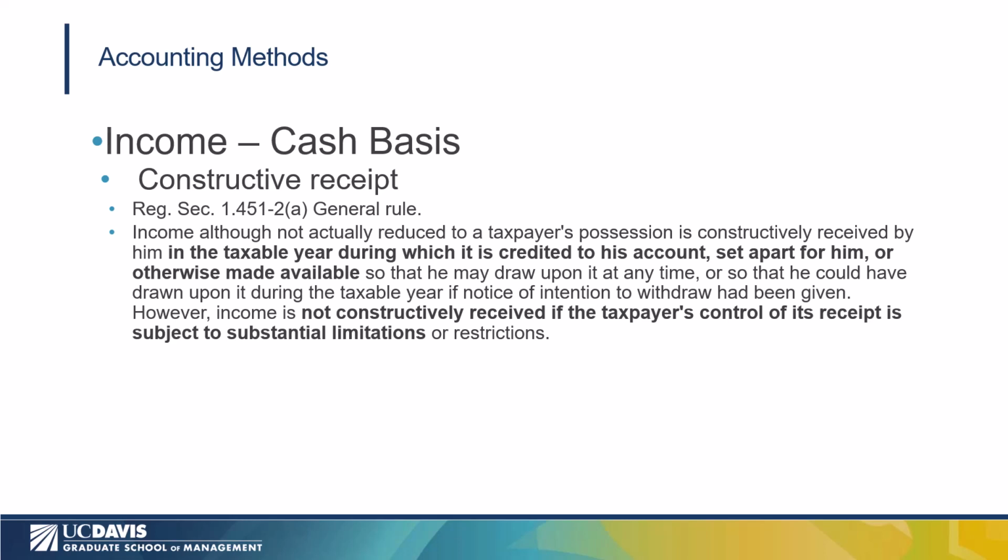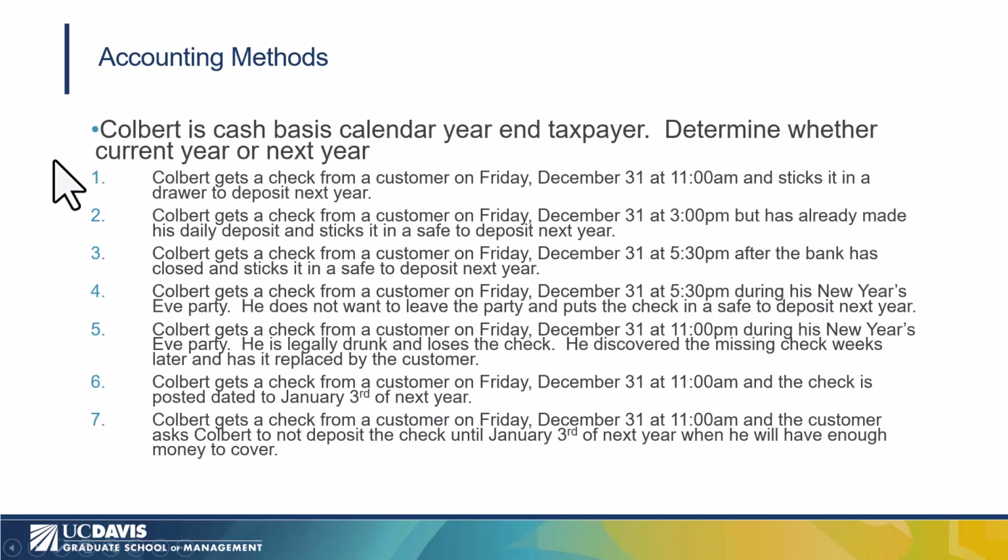Anyway, so that he may draw upon it at any time, or could have drawn upon it if notice of intention to withdraw had been given. However, income is not constructively received if the taxpayer's control of its receipt is subject to substantial limitations or restrictions. Okay, so this is the constructive receipt rule. And there's no better way to go through this than, frankly, to do some examples. So, Colbert is a cash basis calendar year taxpayer. Determine whether current year or next year for each of these items. So, basically, when does constructive receipt occur?